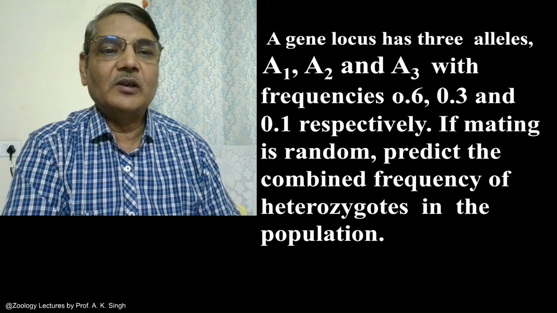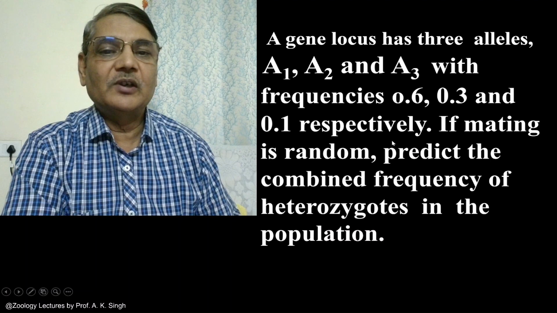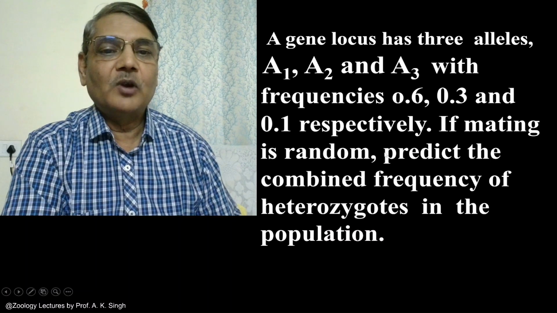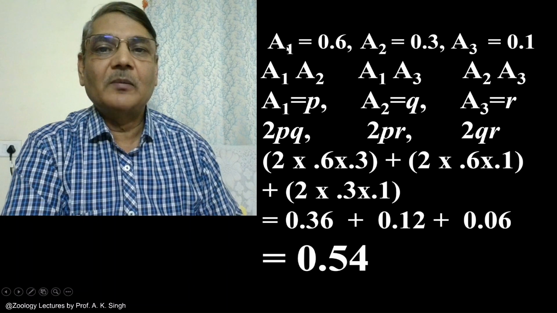So the question is quite simple to understand: the frequency of 3 different alleles for a gene locus is given, and that specific population is undergoing random mating. So you have to calculate the expected combined heterozygosity. Now let us see how this question will be solved.